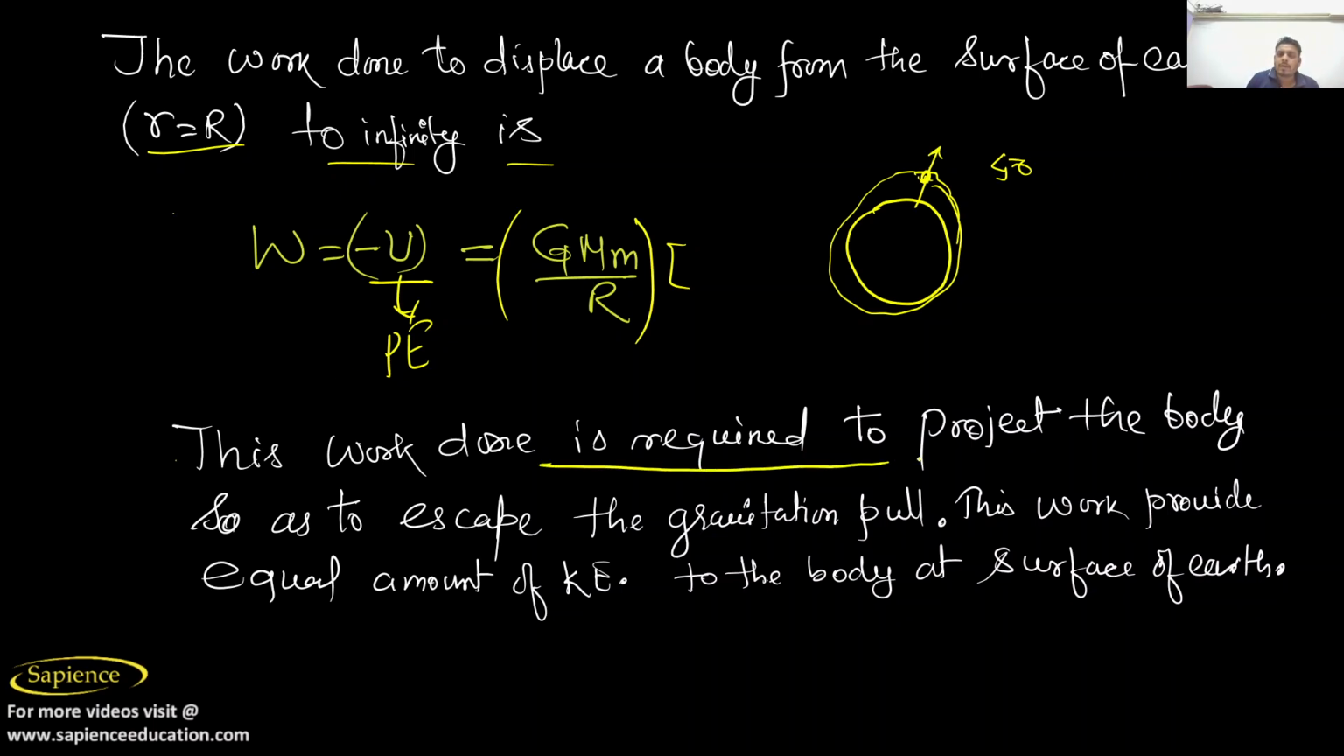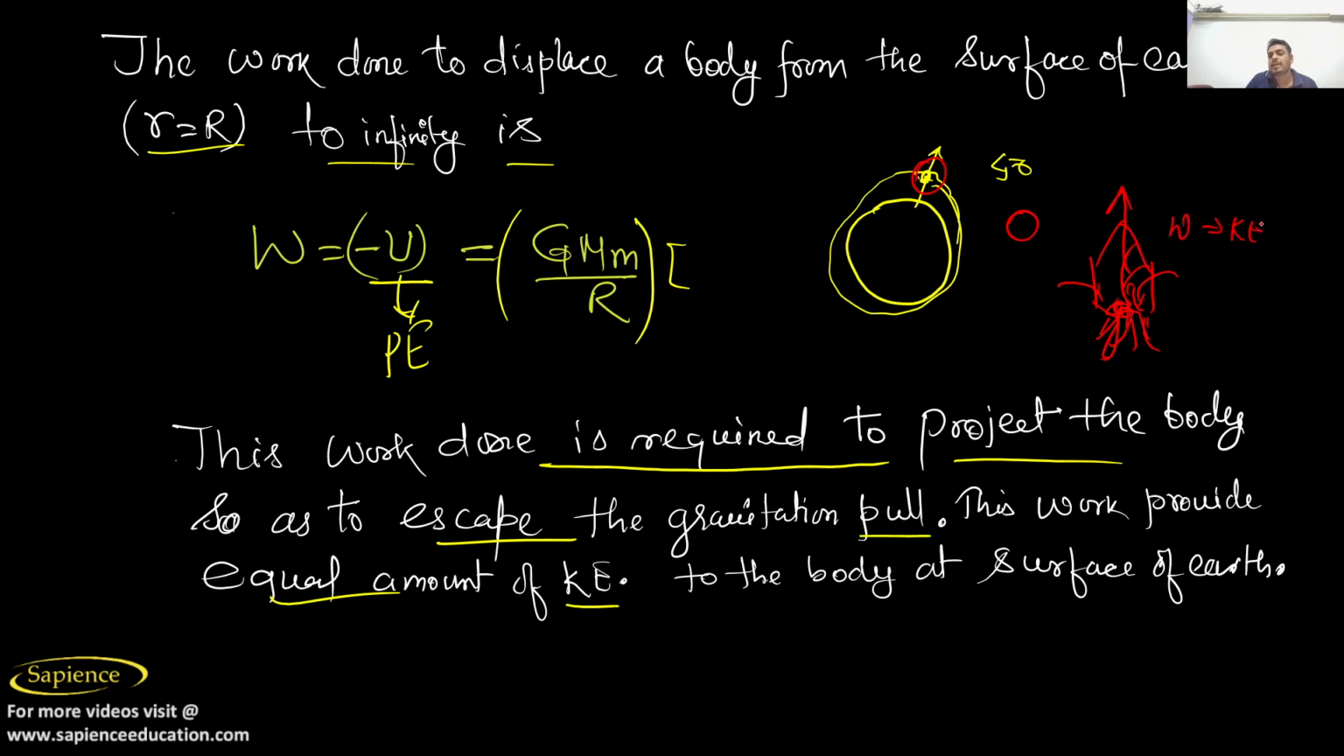This work done is required to project the body so as to escape the gravitational pull, and this work provides an equal amount of kinetic energy. Suppose there is a rocket, and in the rocket we put fuel, and it releases gas. So work is done by the rocket, and this work is converted into kinetic energy. That's why it starts moving in the upward direction. Whatever work we apply will be converted into kinetic energy. Yes or no? Definitely yes.